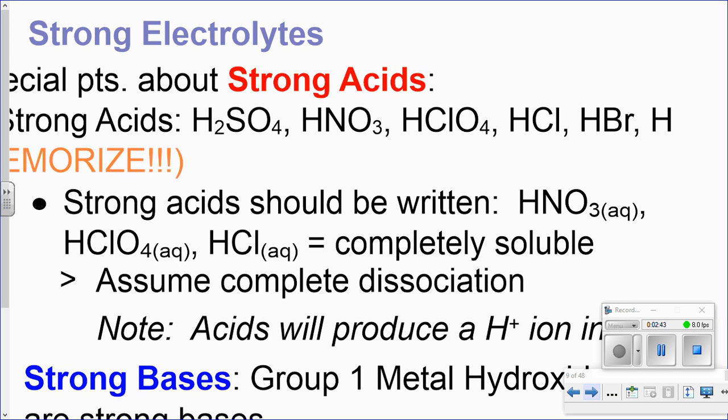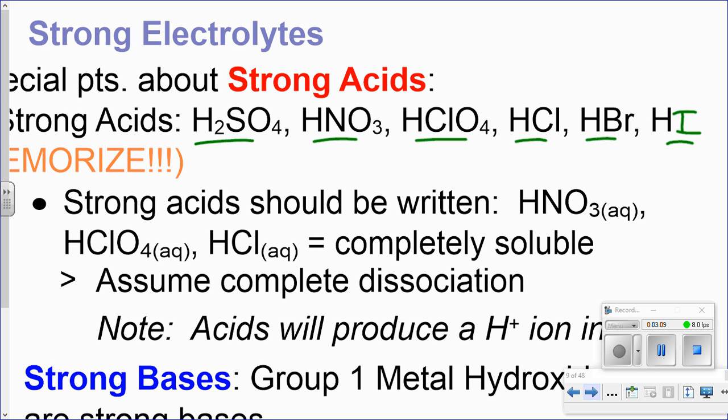The 6 strong acids are HI, H2SO4, which is called sulfuric acid, HNO3 is called nitric acid, HClO4 is called perchloric acid, HCl is hydrochloric acid, HBr is hydrobromic acid, and HI, the friendly acid, is also known as hydriodic acid.